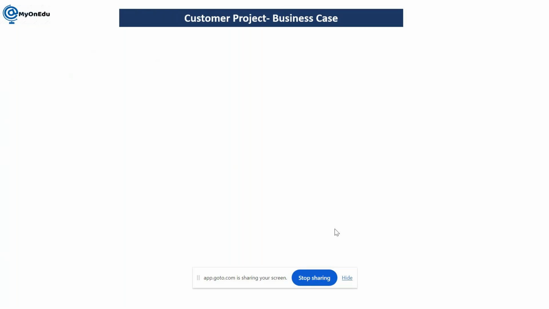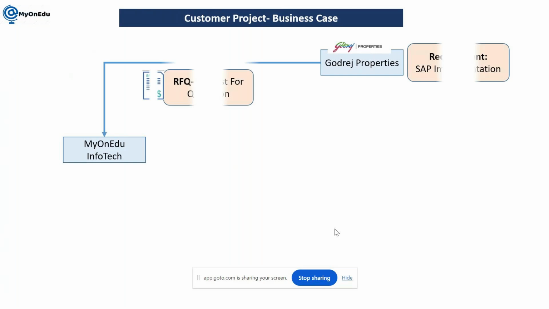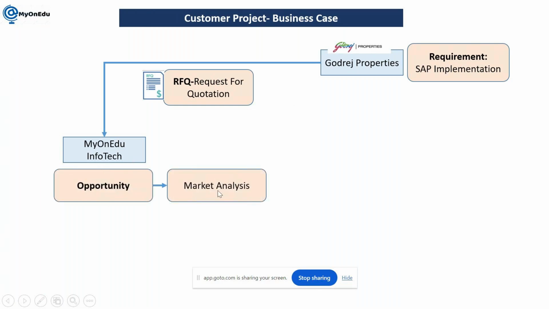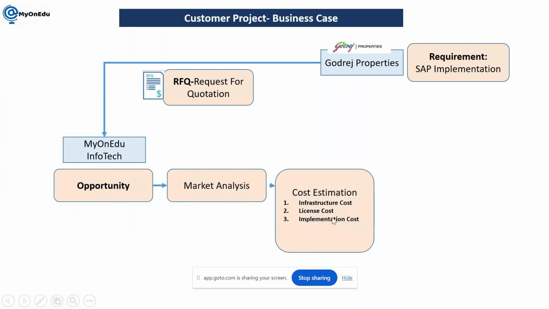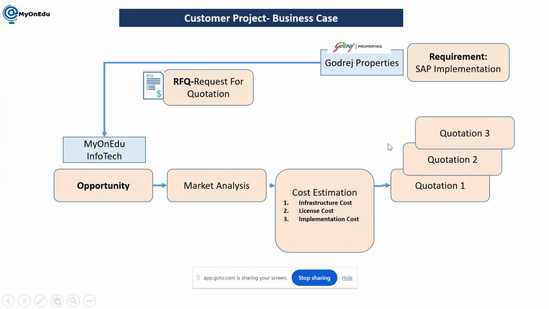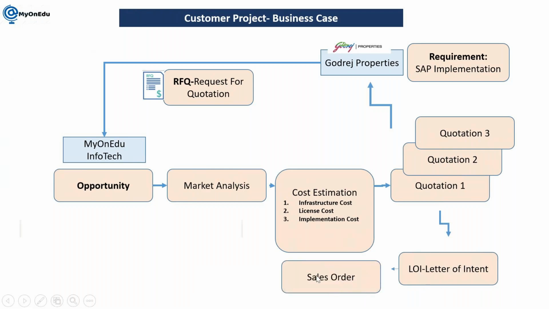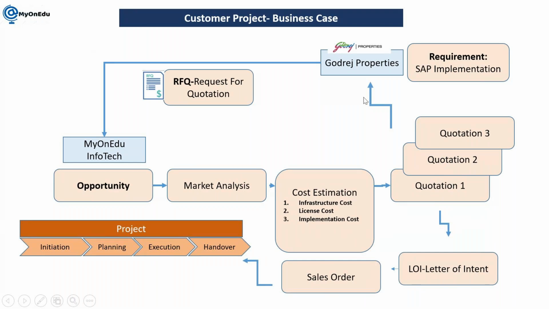I have just included one business case of a customer project, which I have already explained in terms of Cognizant and Godrej Properties. Here I have taken the name of my Bandhu, my online education infotech, and Godrej Properties is looking to implement SAP, and then we are getting an RFQ. We are considering it as an opportunity, doing market analysis. Then we are preparing cost estimation in the form of infrastructure cost, license cost, or implementation cost. We are submitting the quotations, and if it is awarded, we are getting a letter of intent. Then we are getting a sales order, and then we are executing the project on behalf of all this arrangement. So this portion we are covering in different modules, but your final projects we are going to manage in Project System only.